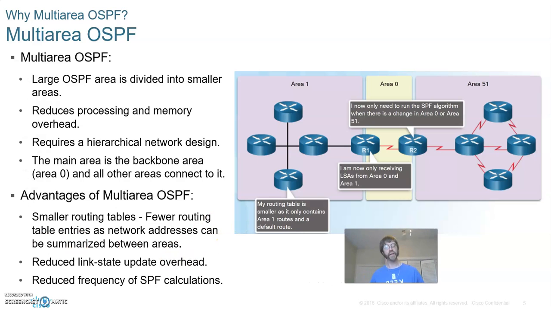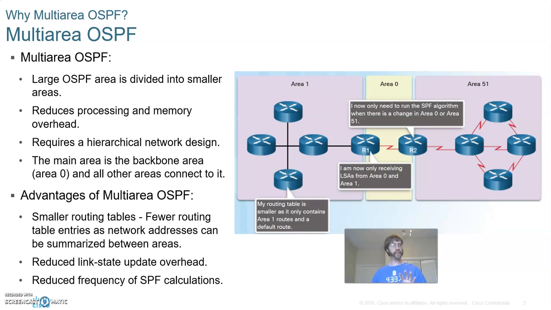With multi-area OSPF, you've got your area 0, your backbone area, joining your area 1 and your area 51. No little green men involved. So that means smaller routing tables, smaller LSDBs, fewer link state updates. You're calculating your SPF tree less often. So that reduces our processing time, that reduces our memory overhead. Now, the thing here is it requires a hierarchical network. This point here is very, very key.